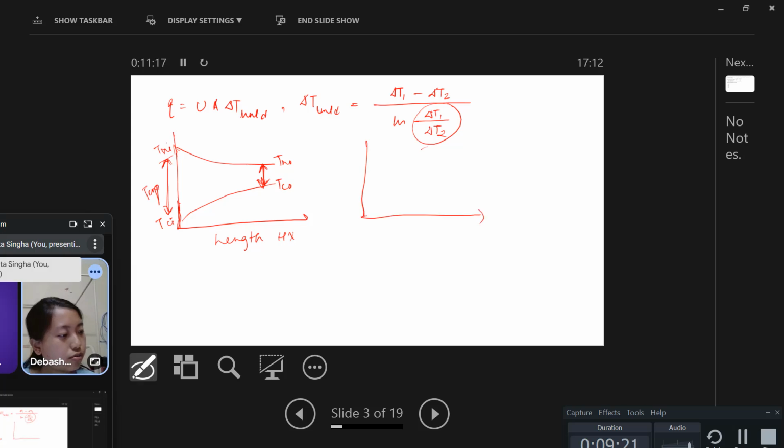And for counter flow, the inlet of the hot fluid is obviously high, and since it will lose heat, the outlet of this hot fluid will be lower. Since the direction is opposite, the Tci will be here. This is for counter flow, this is for parallel flow.